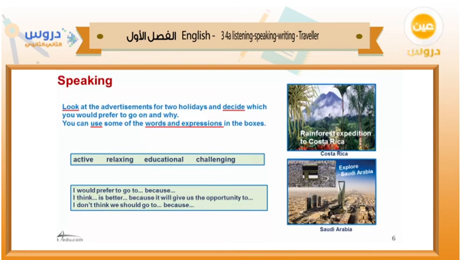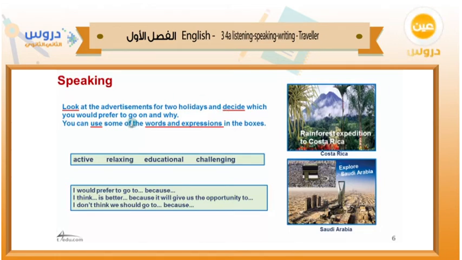If we move on to do some speaking, if you take a look at this beautiful photo here, also this photo when you explore Saudi Arabia, and this is Costa Rica. So look at the advertisements for 2 holidays and decide. Now you're planning for your summer vacation, and you have 2 advertisements. This one will help you go to Costa Rica, and this will tell you to go to Saudi Arabia. So decide which one you want and say why.